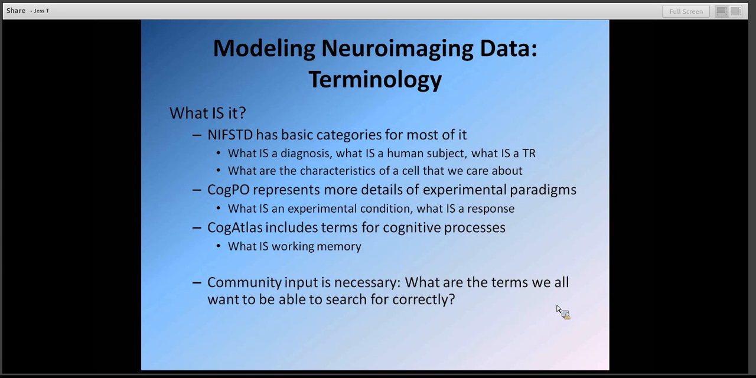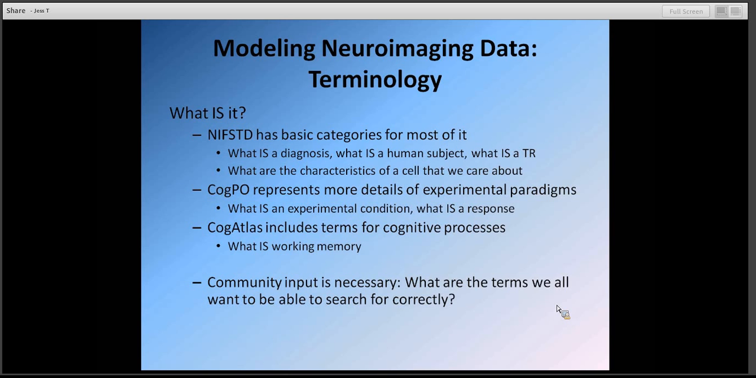Particularly in modeling neuroimaging data, it has basic categories for most. What is a diagnosis? What is a human subject? What is a T that might be an imaging parameter? What are the characteristics of a neuron or a cell that we might care about? CogPO gets into more details of the experimental paradigms. What are we talking about when we say experimental condition? What is a response? Cognitive Atlas, that Russ will hopefully be talking about next week, includes terms for cognitive processes like working memory by their definitions.